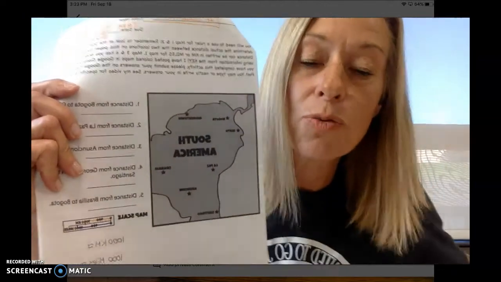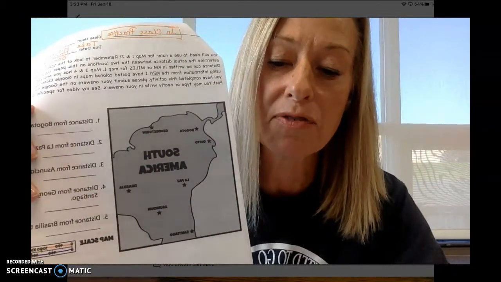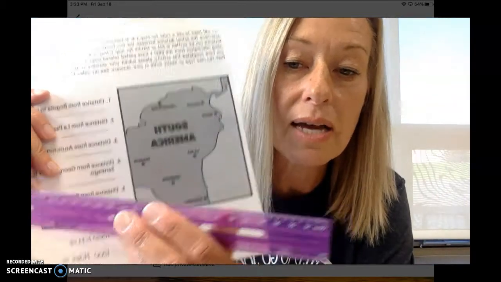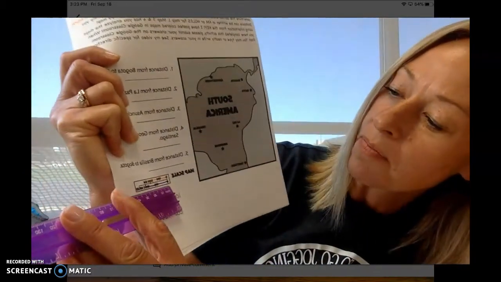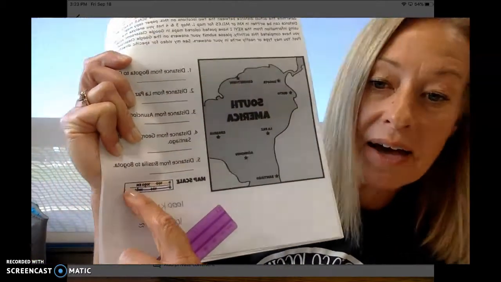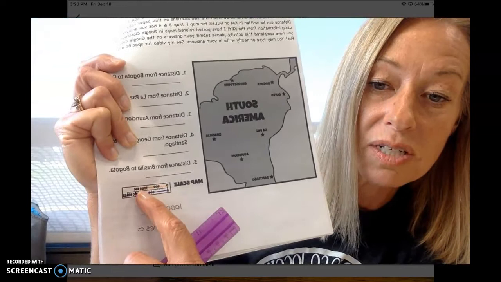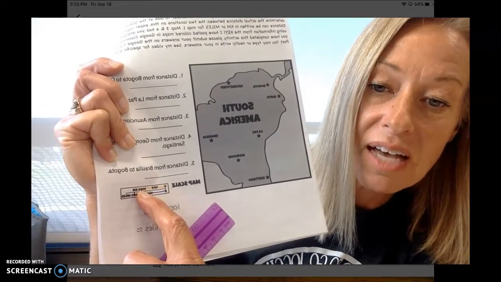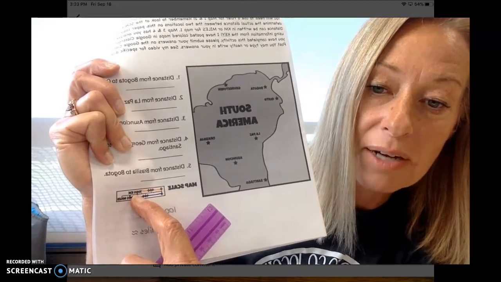So I like to use a ruler. I'll show you what happens if you don't have a ruler. I'm going to use the millimeters side. So I put that up to the scale. And the thing that I marked here, it doesn't go all the way to the end of the scale. You have to look at those little dashes or hashes on the scale, and that will tell you where the end of that measurement is.